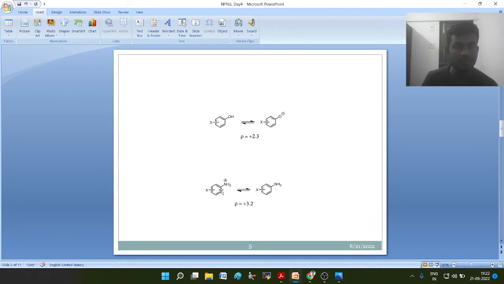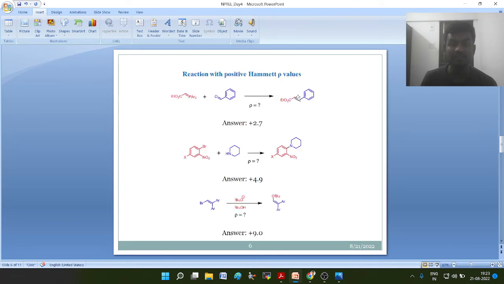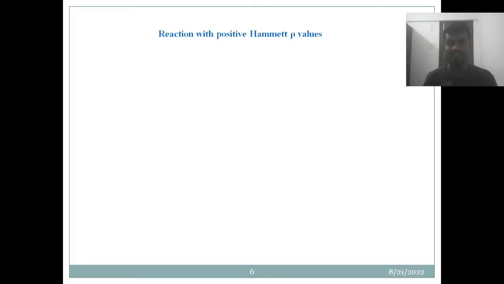Similar situation can be observed in this equilibrium also, second equilibrium. Here NH3, there was no such situation, the nitrogen is having no lone pair, and this equilibrium has a rho value of 3.2. So remember all these examples correspond to X of different substituents like X equal to NO2, chloro, bromo, in meta or para, and then NH2, all these things. You will draw a plot and you will get a straight line which has a gradient rho which is 3.2. So these are the cases of some equilibria with positive Hammett rho values. That's it.